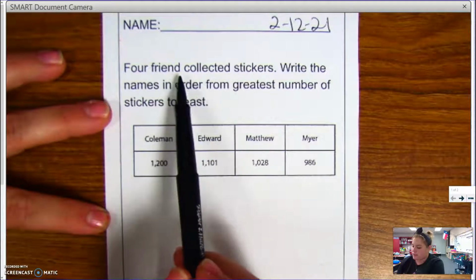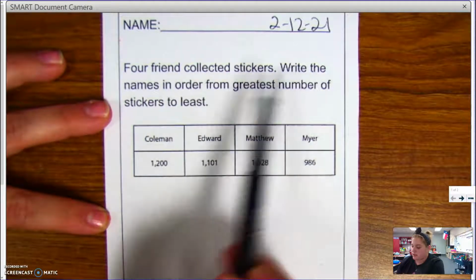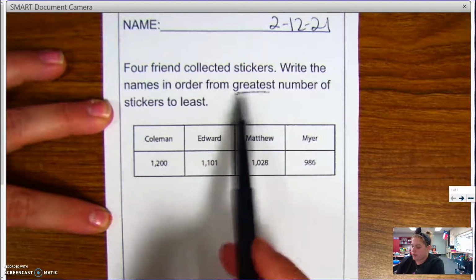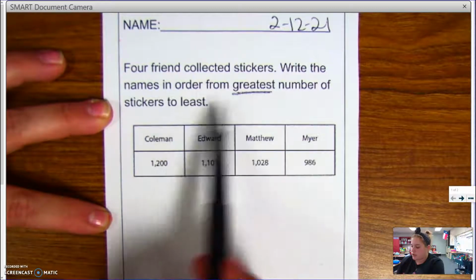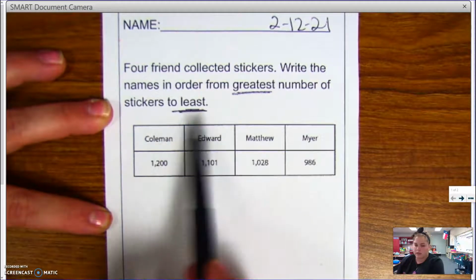We're going to practice ordering these 4 numbers. It says 4 friends collected stickers. Write the names in order from greatest number of stickers to least number of stickers.